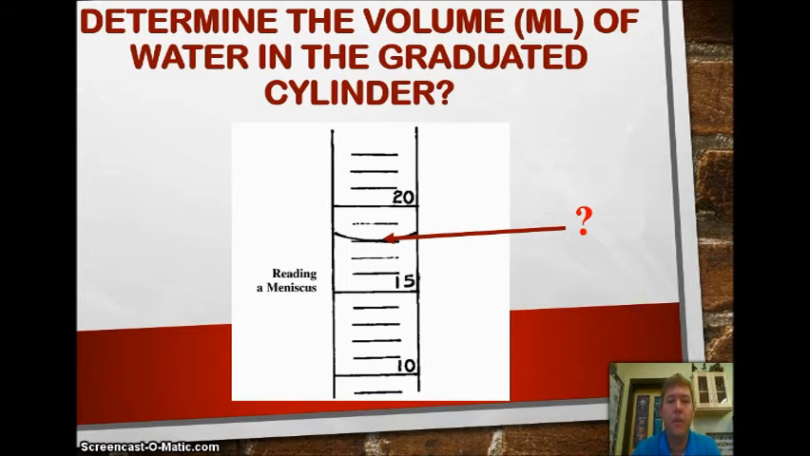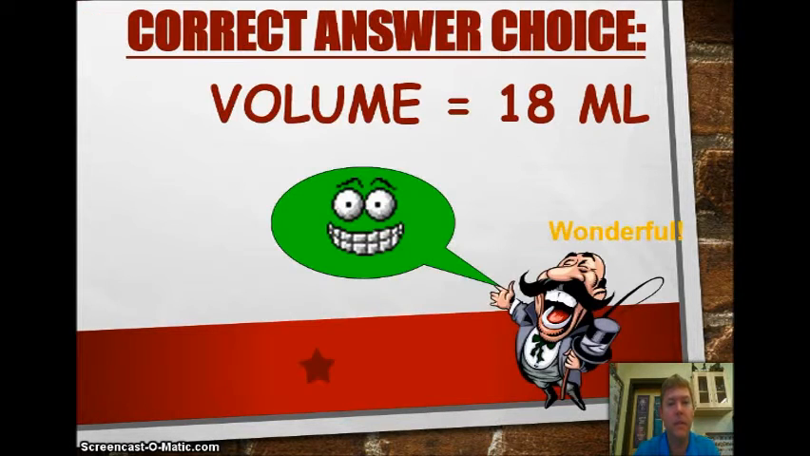Now, you get to determine the volume of the water in this graduated cylinder in milliliters. Take a look. There's the curve at the surface, right there. See where it's touching? What do you think it is? Alright, if you said 18 milliliters, then you are right, and you are starting to understand how to read the volume in a graduated cylinder using the meniscus.